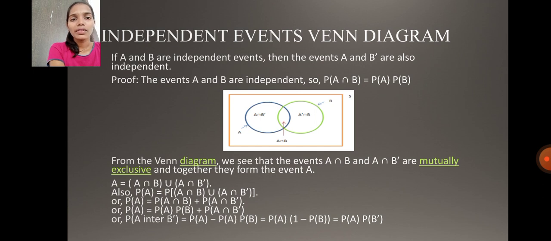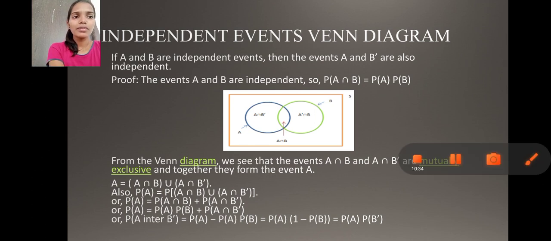Also, the probability of A is equal to the probability of (A intersection B) union (A intersection B'), or the probability of A is equal to the probability of A intersection B plus the probability of A intersection B', or the probability of A is equal to the probability of A times the probability of B plus the probability of A intersection B'. So the probability of A intersection B' is equal to the probability of A minus the probability of A times the probability of B, that is equal to the probability of A times (1 minus the probability of B), which is equal to the probability of A times the probability of B'.